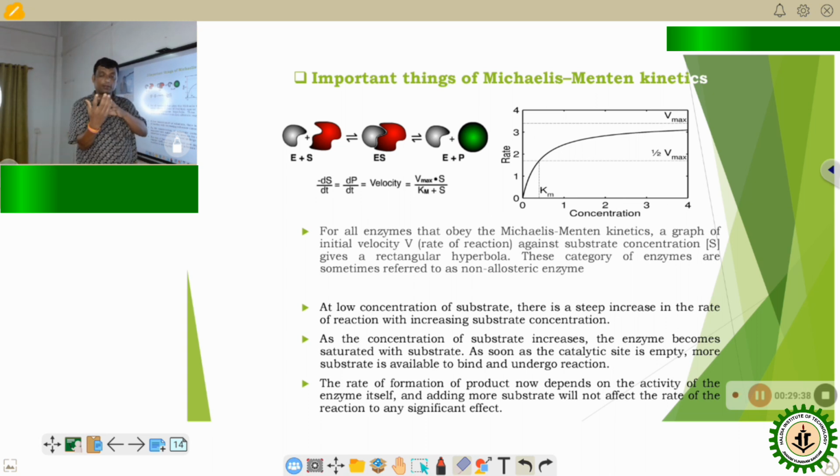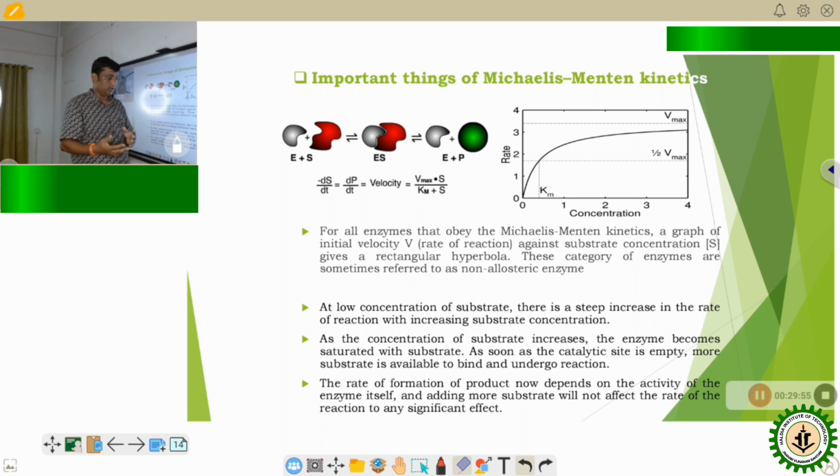That means the rate of reaction is the same as before, 10 mole per hour, and again it is 10 mole per hour. So the rate of reaction is constant. Again, if you increase to 12, 15, 20, then you can observe that the rate of reaction remains constant.